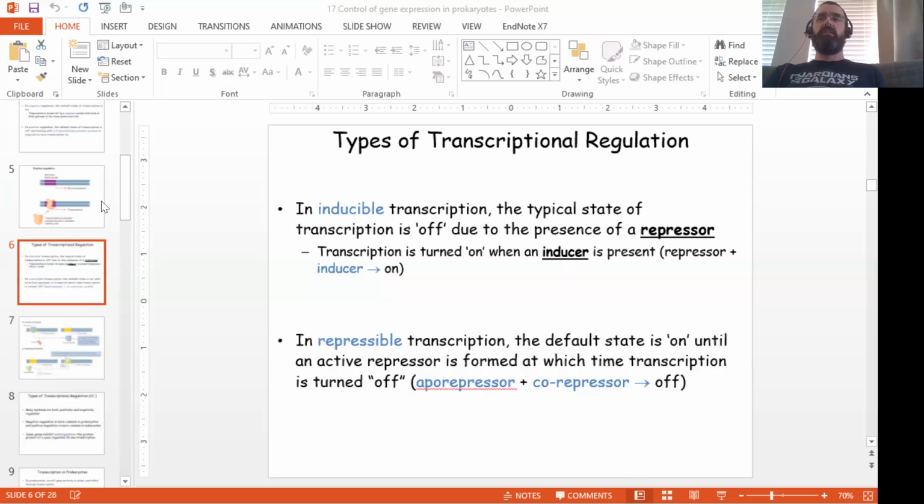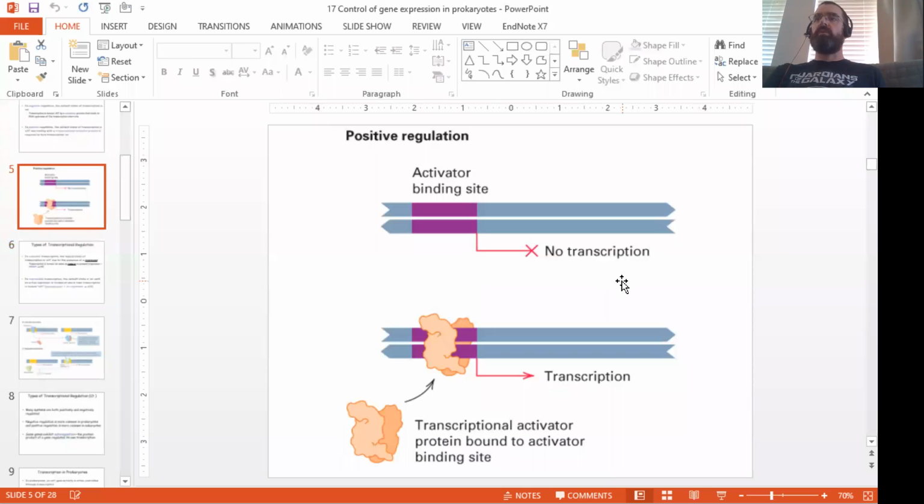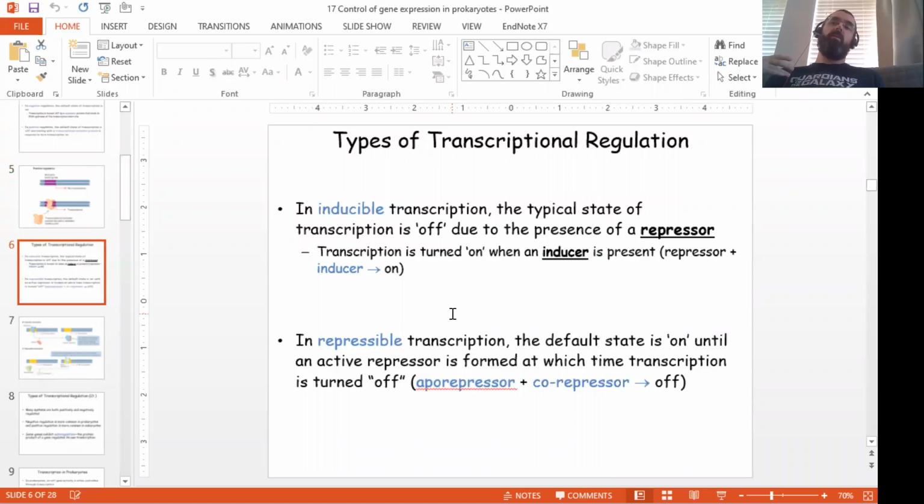They're slightly tricky concepts to get because where we talk about positive or negative regulation, we're thinking about what's the default state of transcription, right? Does it need something to turn on, or is it always on and needs something to turn off? When we're talking about inducible versus repressible, now we're talking about what thing is coming in to control that gene expression, right? Whether it's an inducer or an aporepressor with co-repressor.